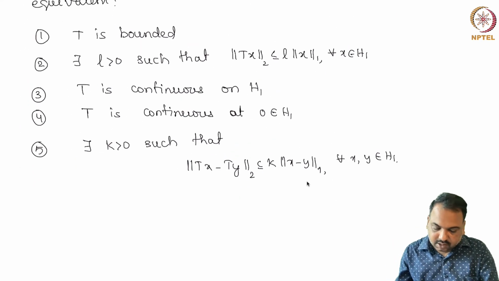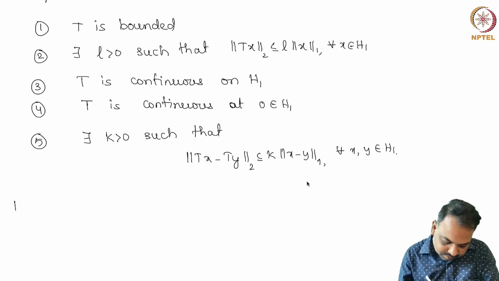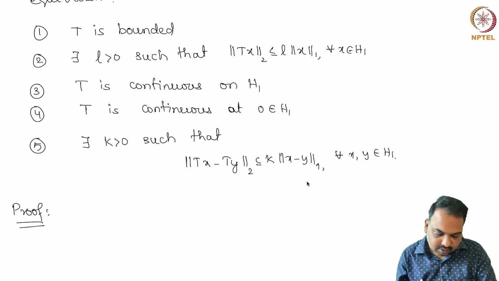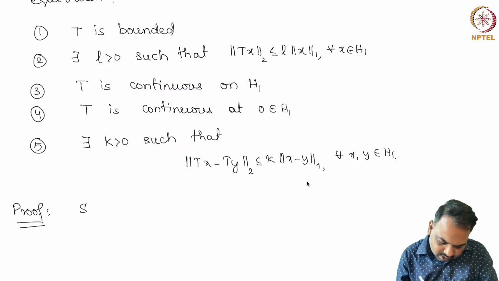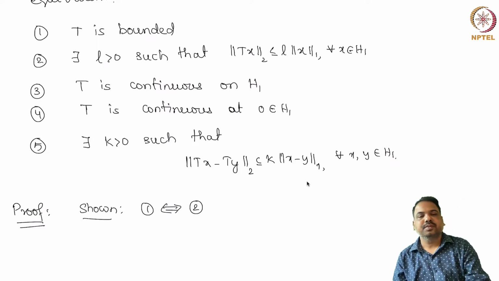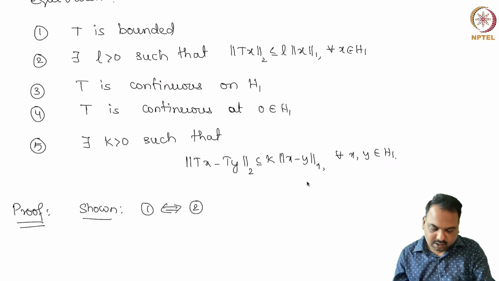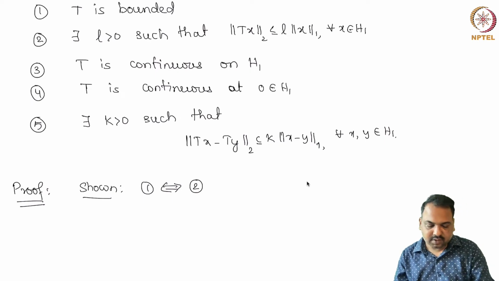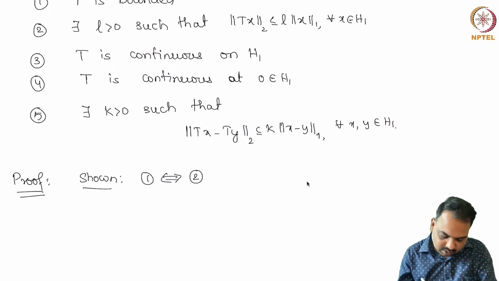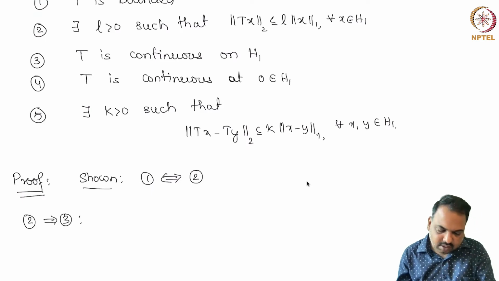Okay, so let us look at the proof. We have already shown that 1 is if and only if 2. Now we want to show that T is continuous on H1 by assuming condition 2. So 2 implies 3. Assume 2 holds.